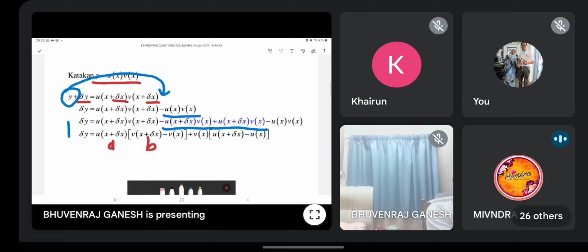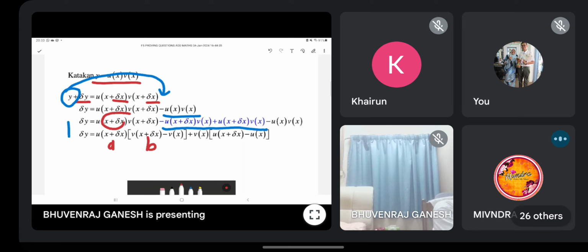So A kita factor out. So A tu UX tambah delta X. So B minus VX. B tu tadi VX tambah delta X. Okay, yang tu lah. Kalau kita nak make more easy, kita boleh guna katakan tu.